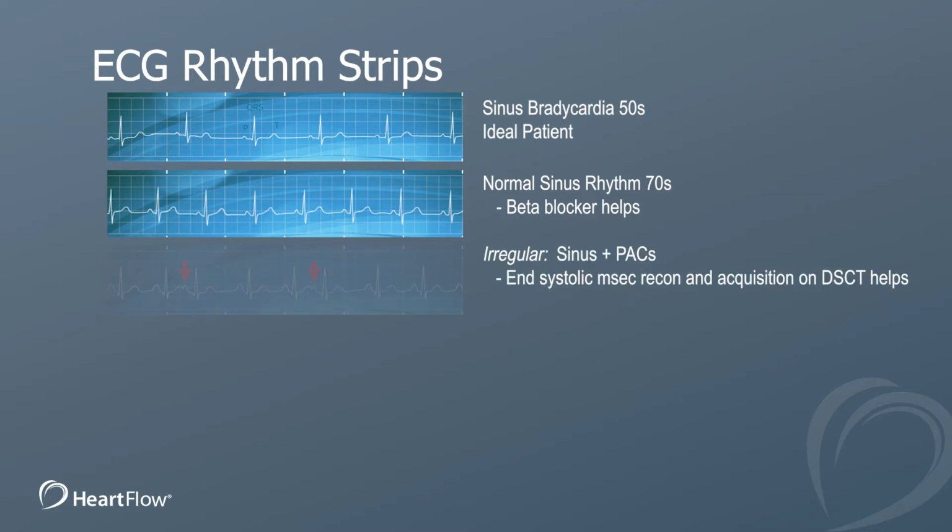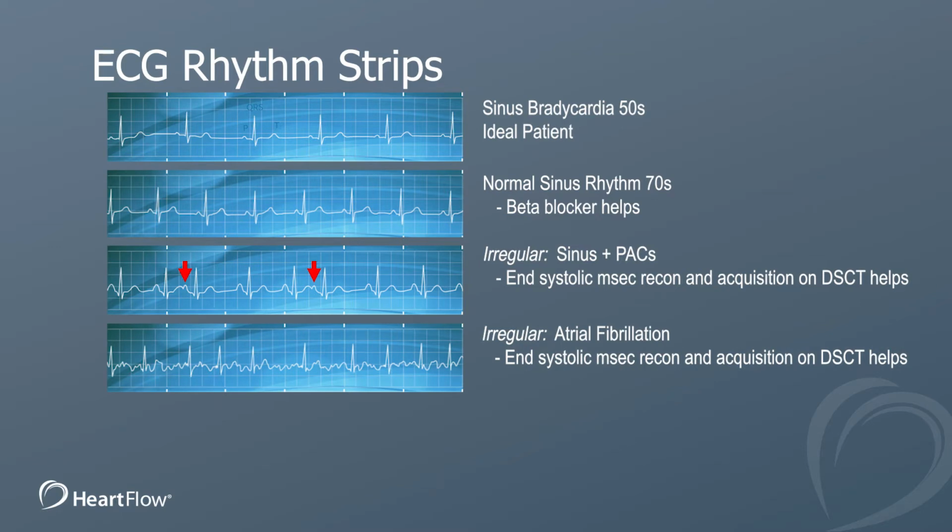However, we also commonly encounter arrhythmias in the lab. And here's an example with the arrows here demonstrating premature atrial contractions that cause an irregular rate. This is very important to recognize because we may have to acquire the images differently or reconstruct the images differently. Next, you can see a patient with atrial fibrillation.